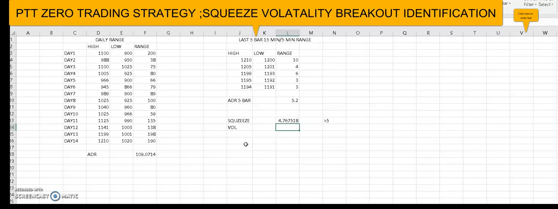I hope I explained what the squeeze is and how to identify squeeze breakouts.